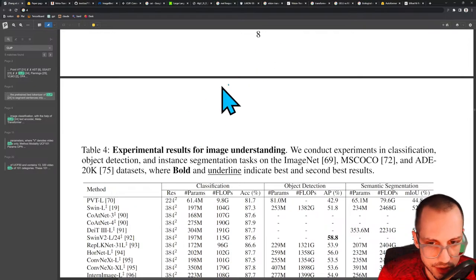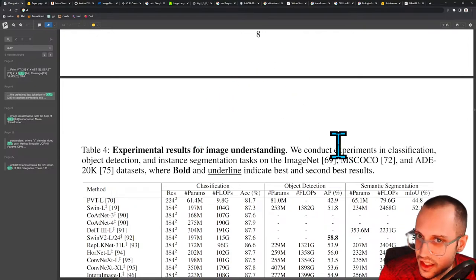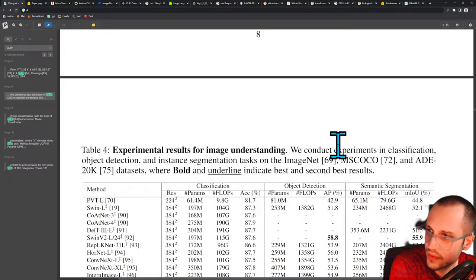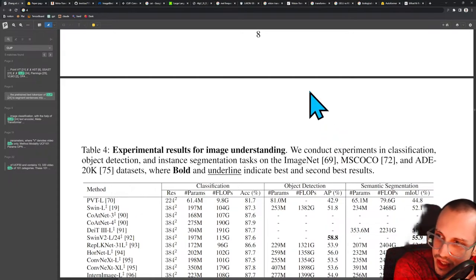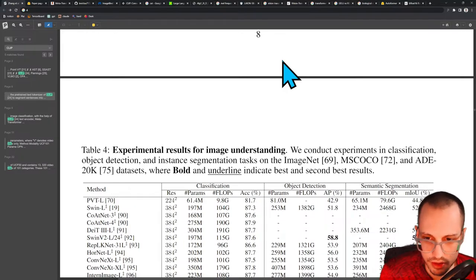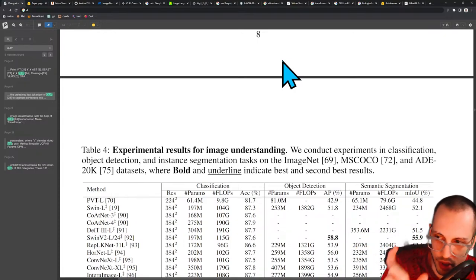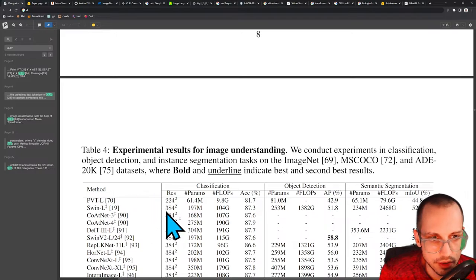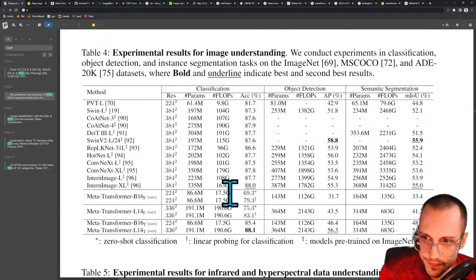Experimental results for image understanding. We conduct experiments in classification. Graph prediction is likely inferring missing links between nodes in the graph. So it's kind of like a masked prediction task. Is that what you're saying, Josh? You have pretty much the rest of the graph, and then like part of it is masked, and you have to predict that missing piece. An instance segmentation task on the ImageNet, MS COCO, and ADE20K datasets where bold and underline indicate the best and second best result.